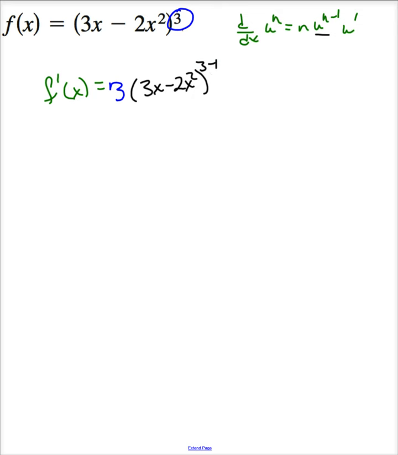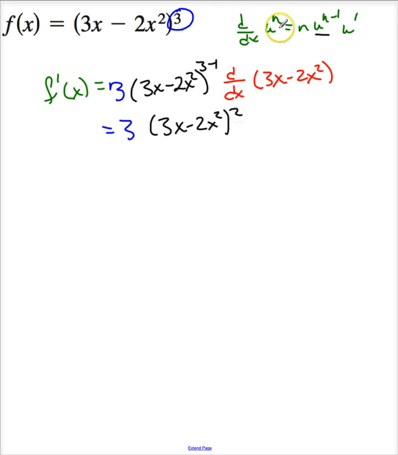And now I'm going to multiply by the derivative with respect to x of u, or of the inside. So let's see, this is 3 times (3x minus 2x squared) squared times (3 minus 4x).